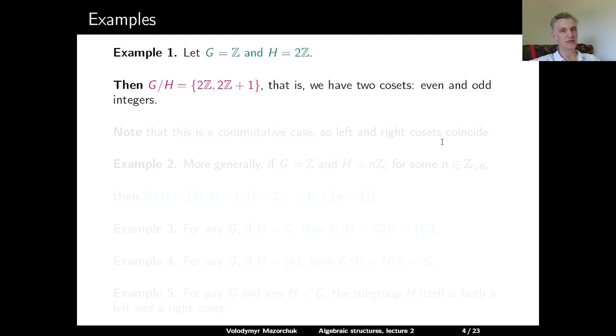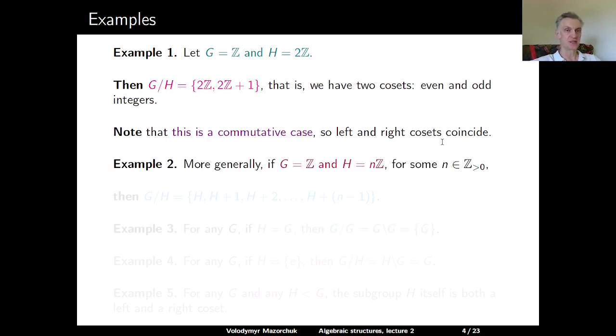And another coset is the set of the form H plus 1. And this is exactly the set of all odd integers. So in this case, we have two cosets, even integers and odd integers. And this is a commutative case, so the left and the right cosets here coincide.